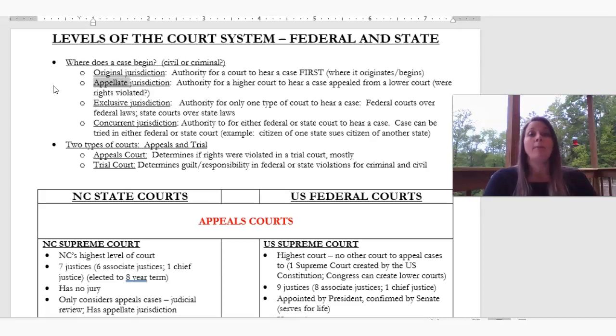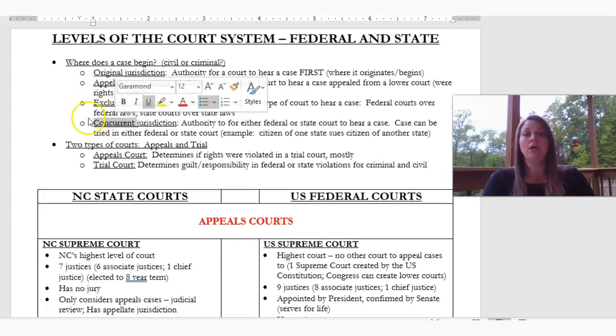Did you have a lawyer? How about your Miranda rights? Is it a fair and speedy trial? So the appellate jurisdiction allows the court to review cases that have already happened to determine if your rights were upheld or violated. Then last we have concurrent jurisdiction.